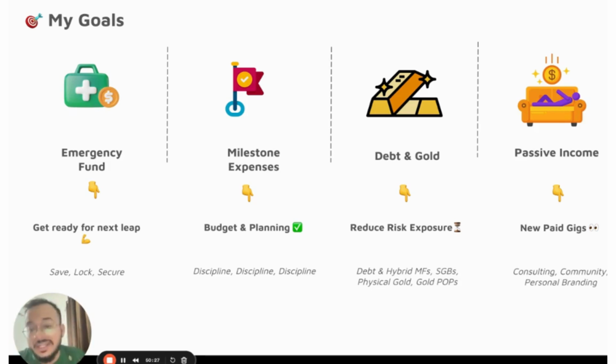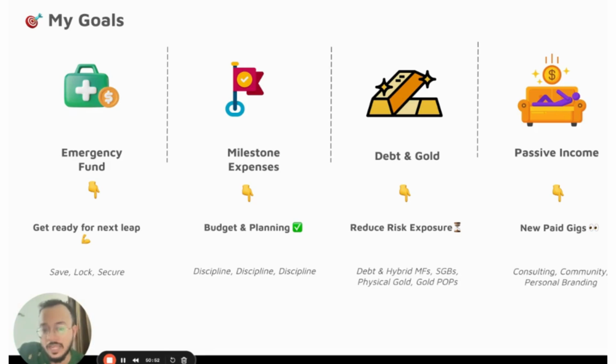The third one is that I want to increase my exposure to debt and gold and reduce a bit of exposure to equity. So I want to diversify my portfolio into debt and hybrid mutual funds. Sovereign gold bonds is something that I've been doing. It is not shown anywhere because वो कहीं ना कहीं Groww के अंदर absorb हो गया है. Sovereign gold bond is a very interesting product. I can take a different discussion session on that. I've been doing it for the past 2 financial years.